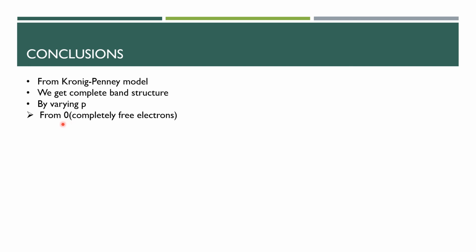So from the Kronig-Penney model, we get the complete band structure by varying P from 0, which represents the completely free electrons, to infinity, which represents the completely bound electron.